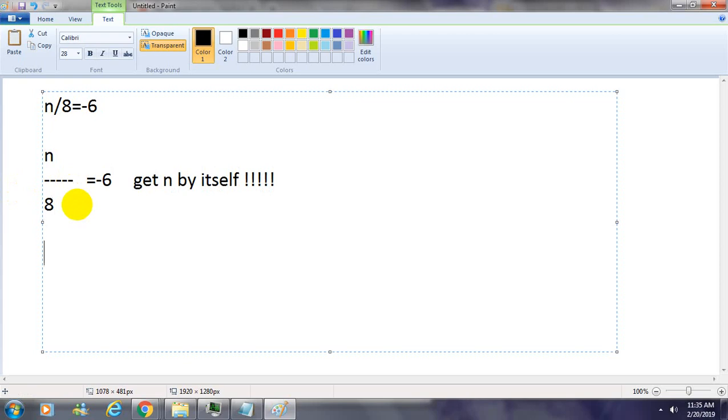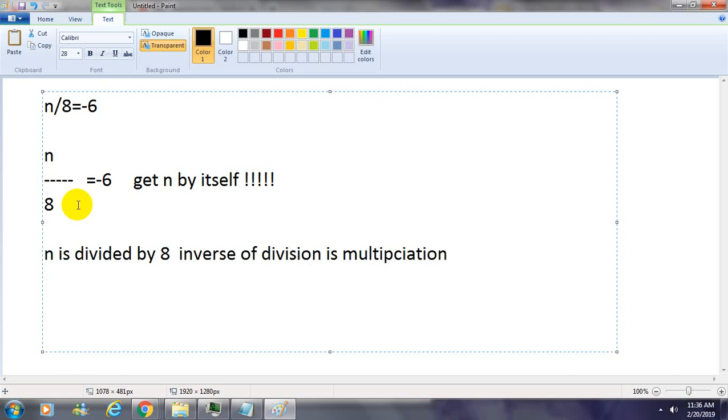N is being divided by 8. Now, what's the inverse of division? What is the inverse of division? The inverse of division is multiplication. Okay? The inverse of division is multiplication. So you have to multiply both sides by 8.